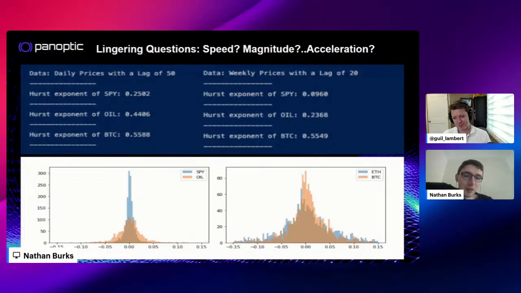The great Benoit Mandelbrot was a big fan of both the Hurst exponent and power laws. Those tie in together with fractals, multifractal market analysis. But that's my presentation.